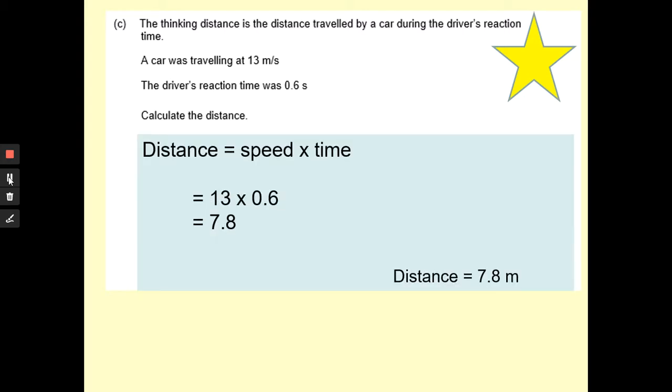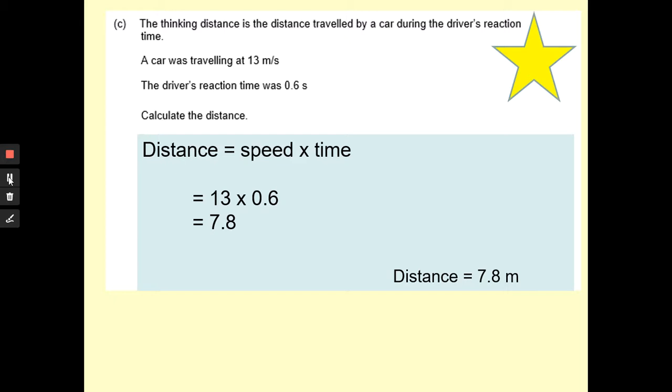Right, so the important thing here is it's the words that are going to throw you, not the maths. You're told the thinking distance is the distance travelled by a car during the driver's reaction time. And you're told that the car is travelling at 13 meters per second and the driver's reaction time is 0.6. And you're asked to calculate the distance.